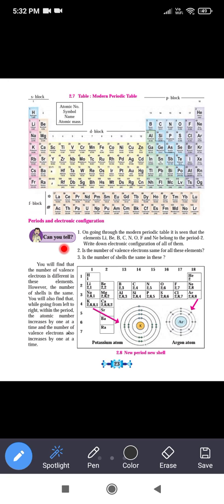Now, period and electronic configuration. Before that we have seen the electronic configuration and the group. In that, what have you learned? You have learned that the group number corresponds to the number of electrons in the valence shell. The number of electrons in the valence shell matches with the group number. Now, periods and electronic configuration.